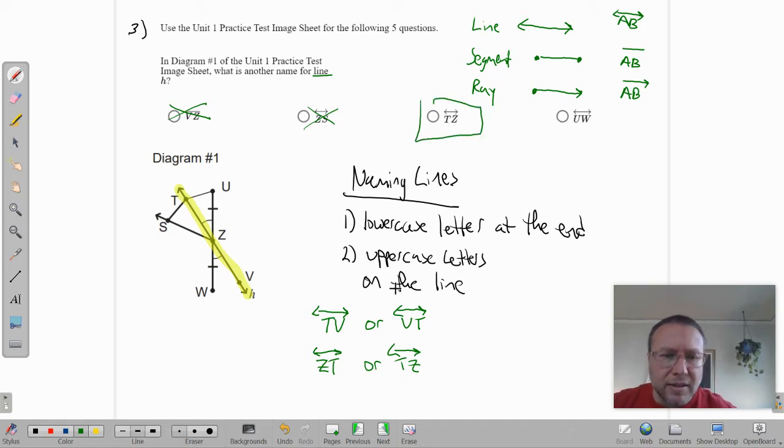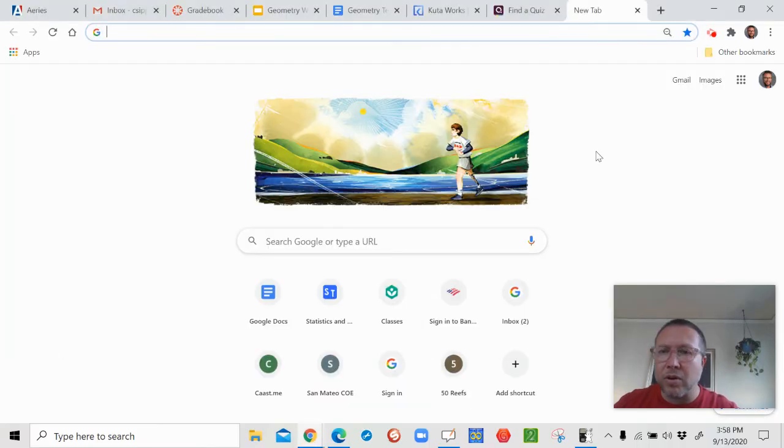Let's say that TZ wasn't there. Another option could have been using Z and then V, or flipping that around and doing VZ. Could have done that too. All right, so go ahead and pause here and try number 3, or otherwise we will move on to number 4.